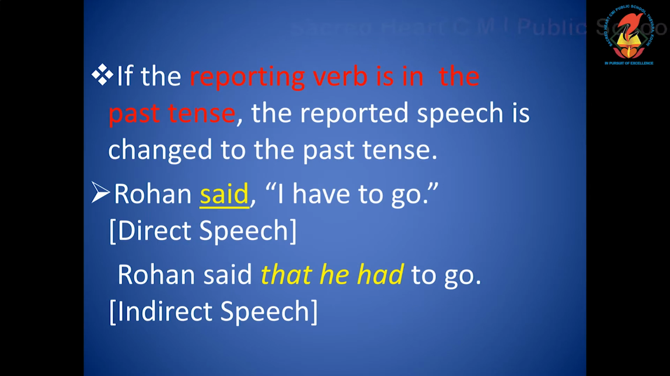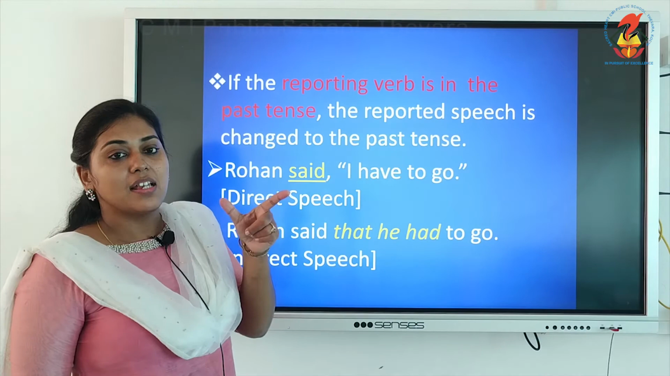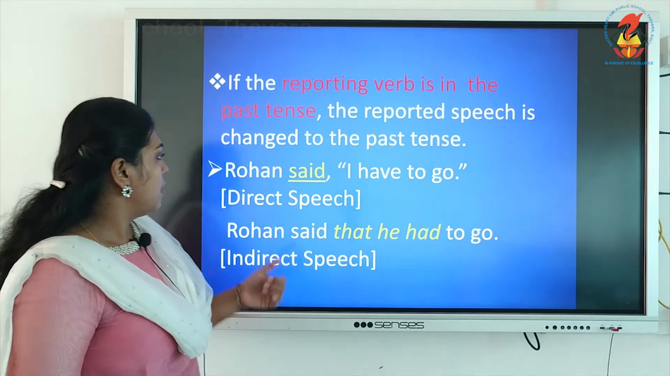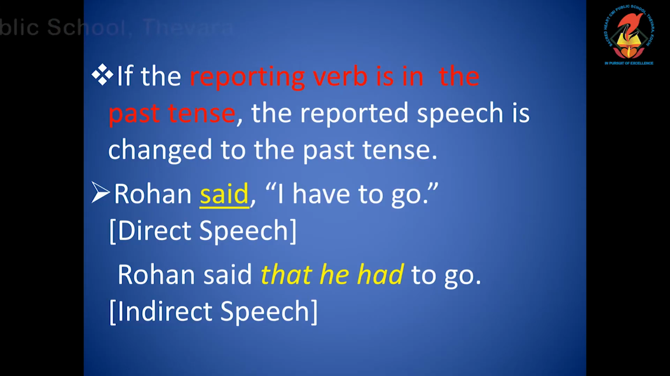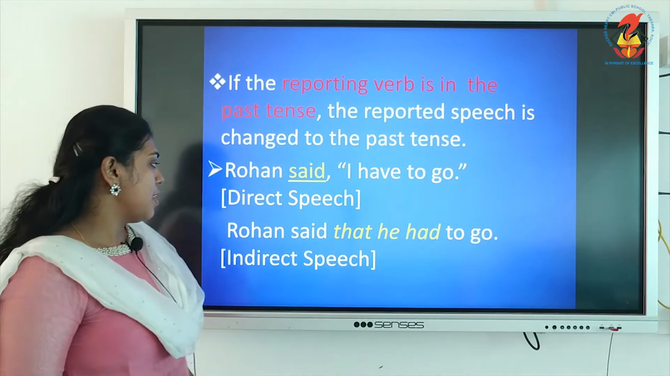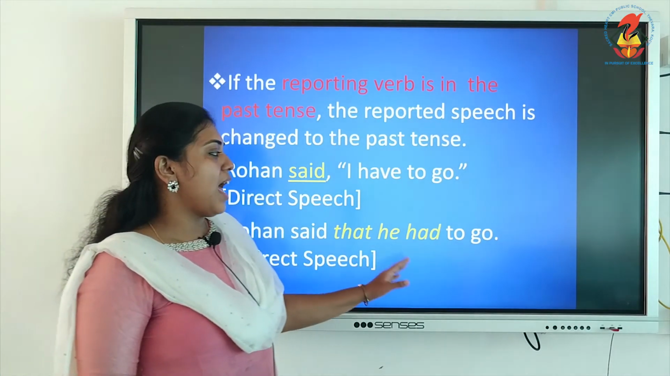If the reporting verb is in the past tense, the reported speech is changed to the past tense. So if the reporting verb is said, then we need to change it into past form. For example, Rohan said, "I have to go." What is the reporting verb here? Yes, said is the reporting verb. So it is in past form, so we have to use the past tense in the sentence. So the sentence would be, Rohan said that he had to go.